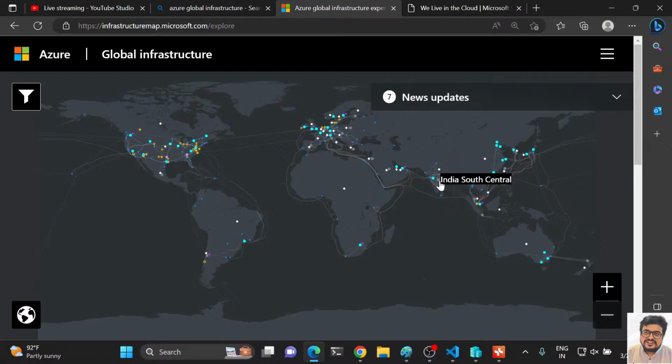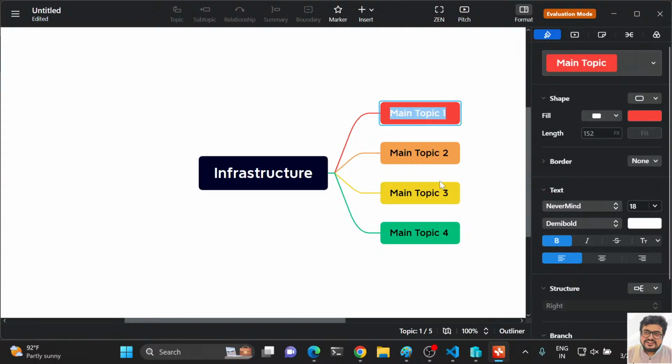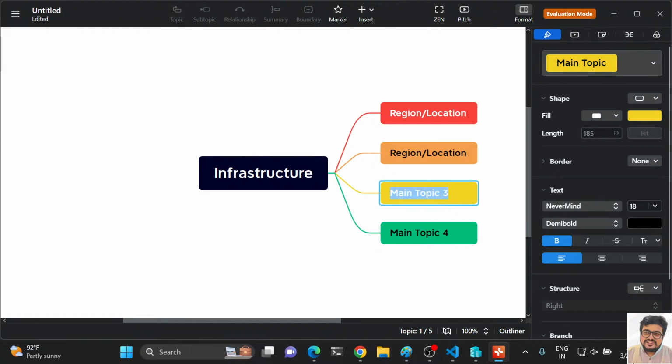So I was saying India South Central. This is Hyderabad, by the way. So a data center of Azure is coming up over here. So what it tries to tell is, I'll have something which I call a region or location. So Microsoft Azure tries to find some locations on the planet, and then they are going to call them regions.